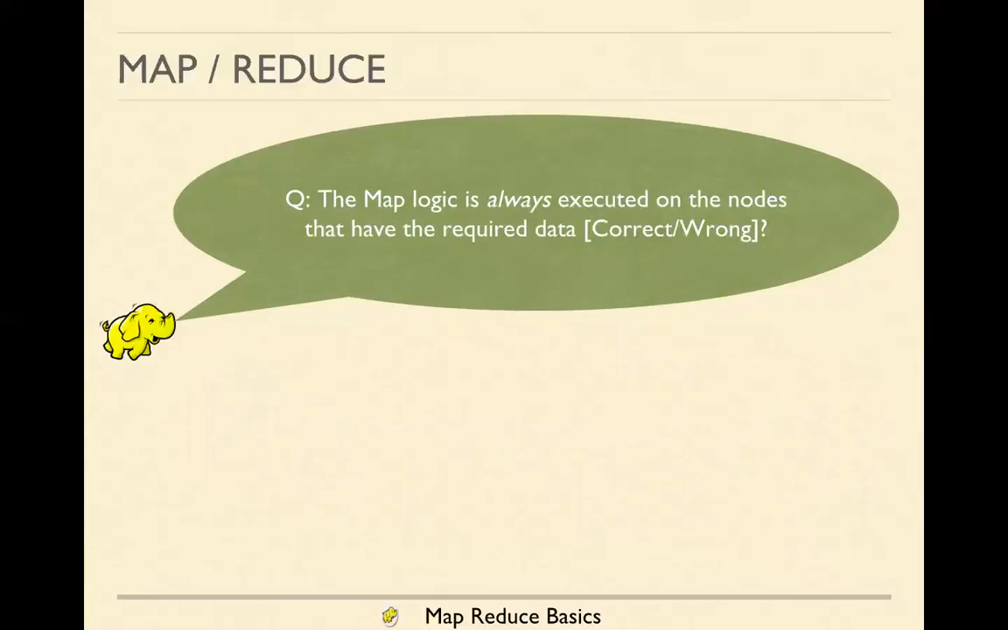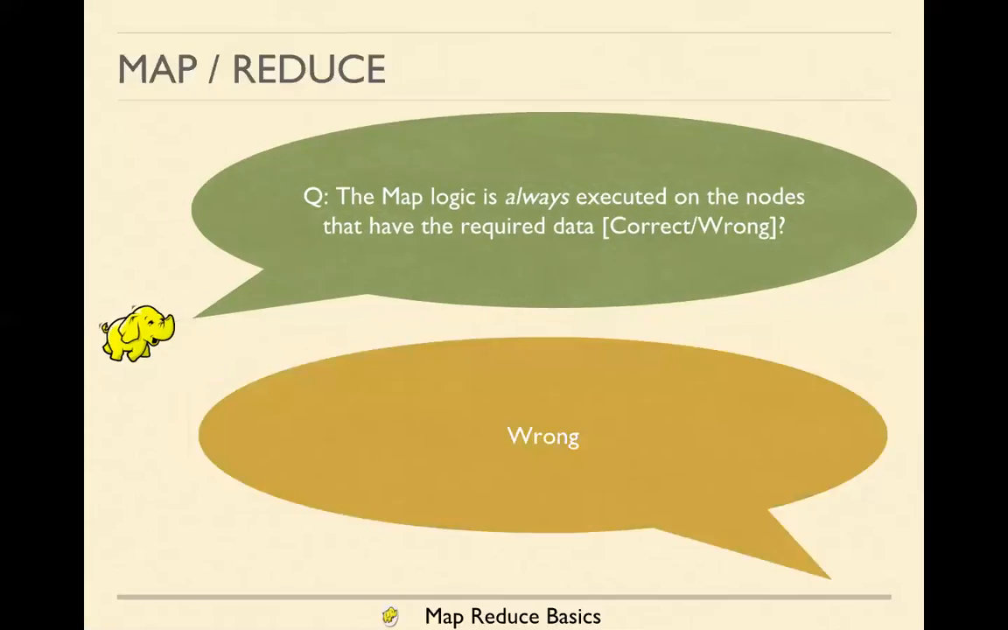Good. Thank you, Ted. The next question is a little play on words. The map logic is always executed on the nodes that have the required data. Correct or wrong? The answer is wrong, because it could be that all the nodes on which your data or the copies of the data block are present are busy, and therefore your map logic would be executed nearer to the data.